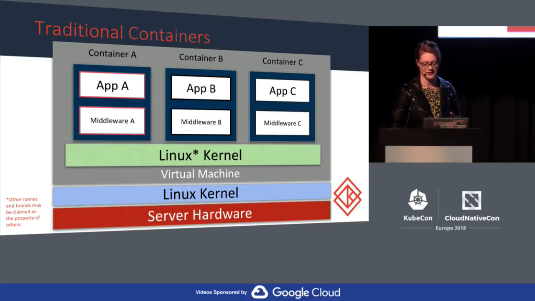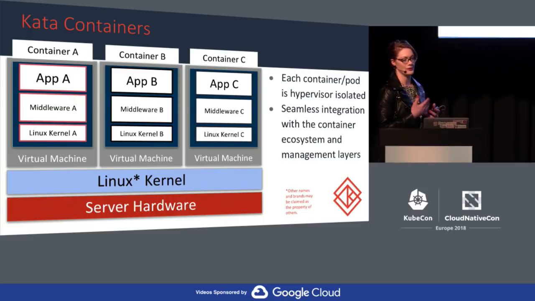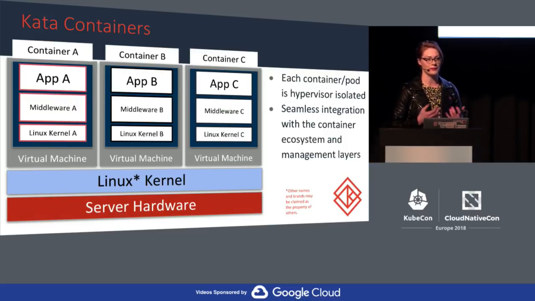So Kata Containers is about addressing that issue of the shared kernel. Here, each container or pod is isolated through its own VM and its own kernel. These aren't full virtual machines and kernels, but rather a lightweight VM and a mini kernel, so there's minimal impact on the performance. We're still producing performant containers, but now we have that hardware-backed isolation between them.